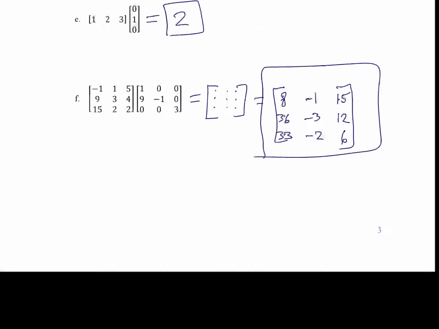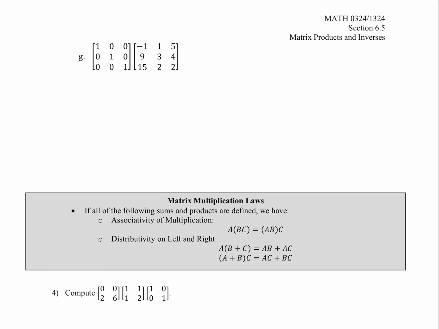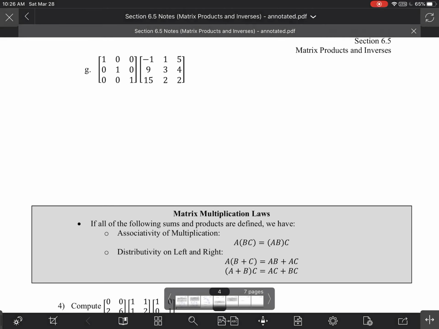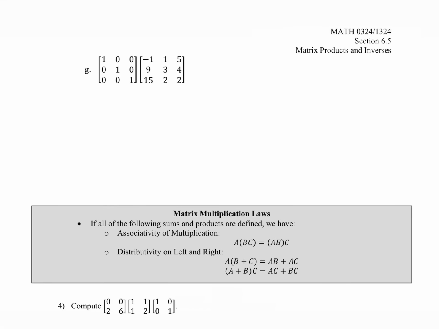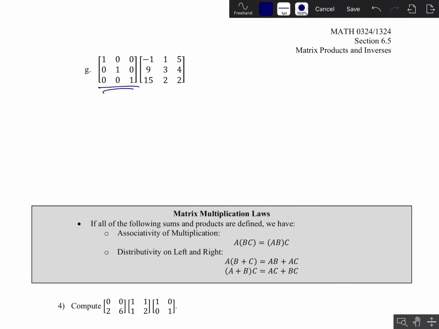Okay. So next, I'll move on to this last one. Now, for this one, if you'd like, just for more practice, you can go ahead and pause the video and compute this. I'm going to take a bit of a shortcut here just for keeping the video time a little bit short. But notice that this is a matrix that we're familiar with already. This is the matrix that I've been calling the identity matrix. It's the diagonal ones matrix.